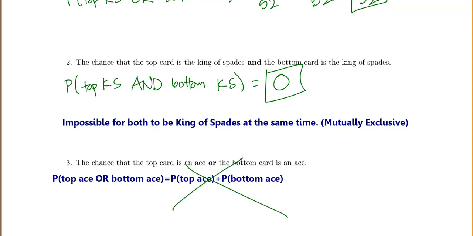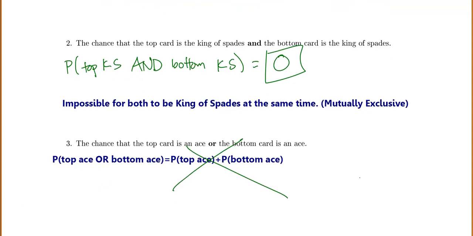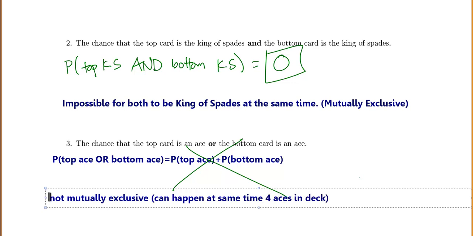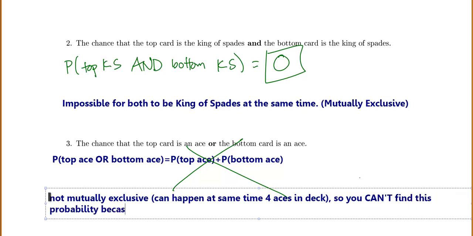You can't do that. You can only add the probabilities if they're mutually exclusive. Or you're in another stats class where we learn more complicated rules for when they're not mutually exclusive. But in this class we only do the very basic rule, so we just say we can't find this. These are not mutually exclusive because you can have the top card be an ace and the bottom card be an ace at the same time, since there are 4 aces in the deck. So you can't find this probability, because you can't add the probabilities.